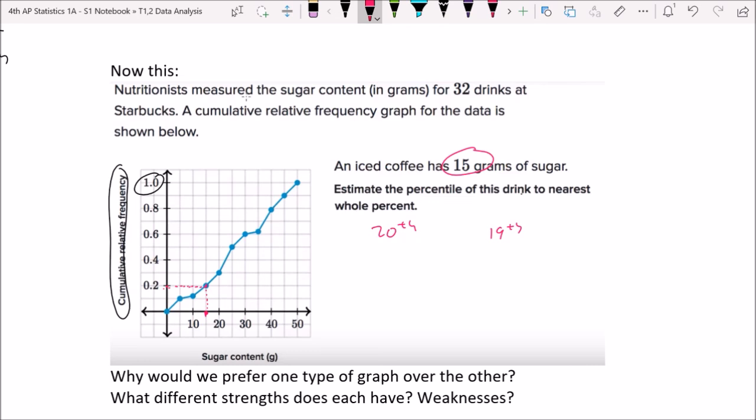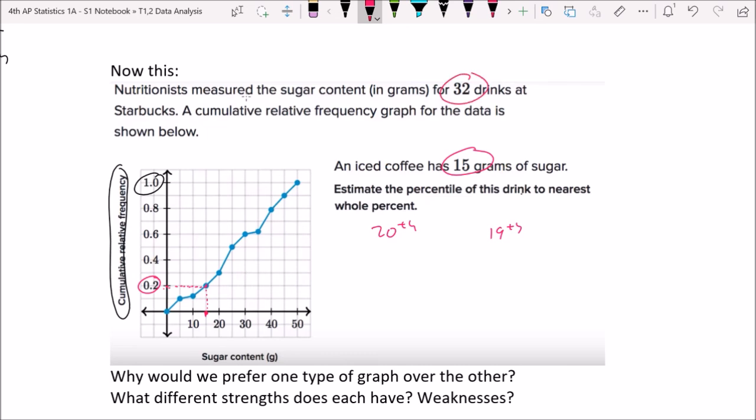So why would we prefer one kind of graph over the other? Well, I think this question just showed a reason why we might prefer this graph. It's really quick and easy to read percentiles off because these basically are percentiles, like 0.2, 20th percentile. That was super quick. But a weakness is that I can't tell unless they told me.